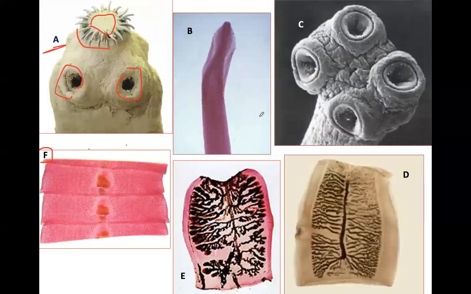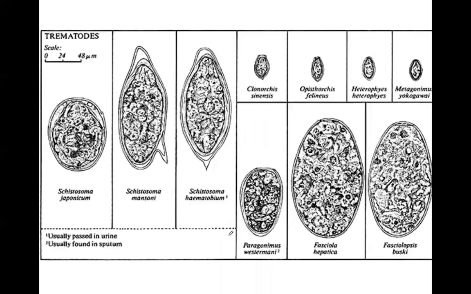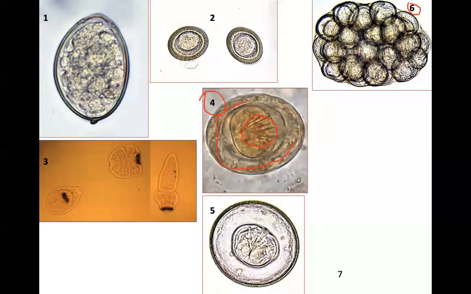So some people are saying the eggs of H. nana, right? Great, because as you've seen, polar filaments and hooklets. And it's also very much more white. While the number five is most likely what? Diminuta. Okay, great. So you're catching on to this.